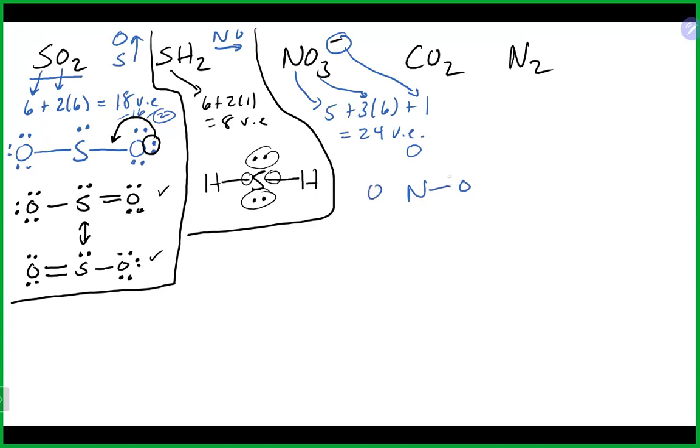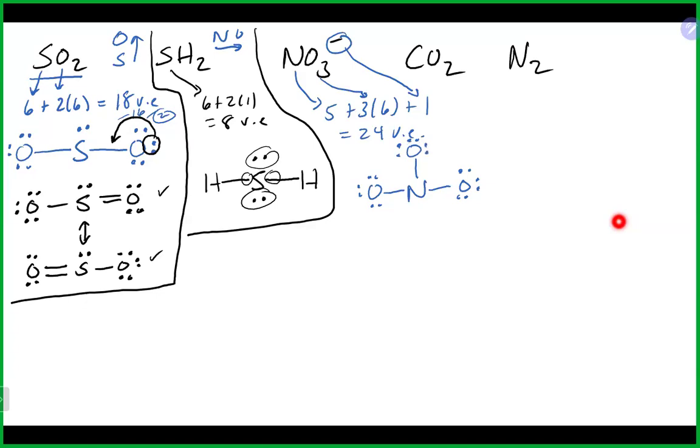We're going to single bond up here. That's going to give us 2, 4, 6 electrons. Again, leaving us 18 more to go. So 2, 4, 6, 8, 10, 12, 14, 16, and 18.